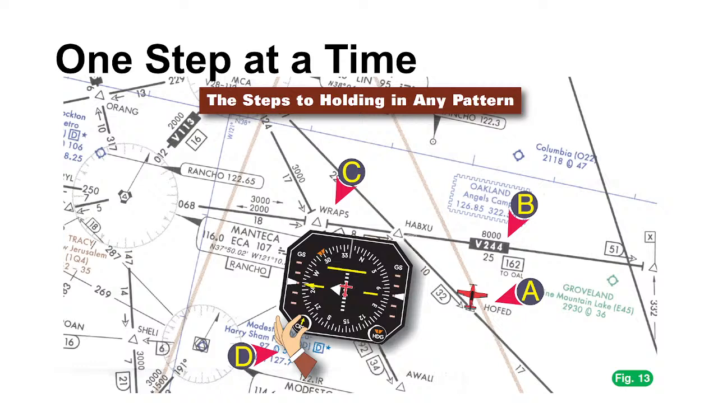We'll do it in the simulator for you at some point. Have you try to find an intersection using one VOR. It can be done. It is tricky. All right, and you got to be on your game.